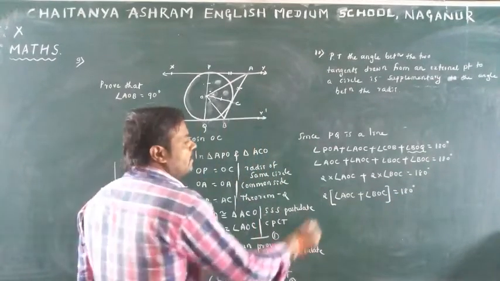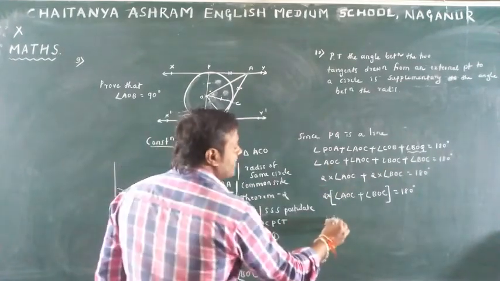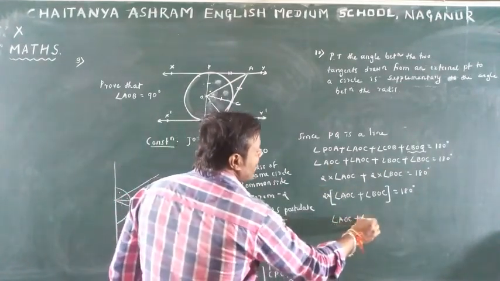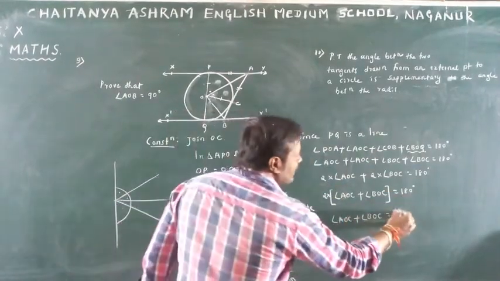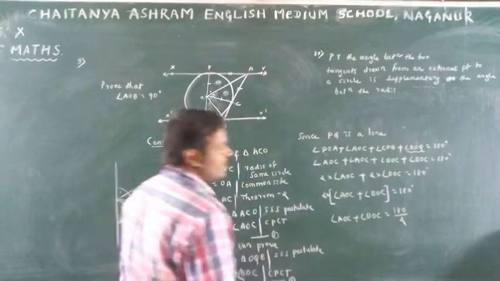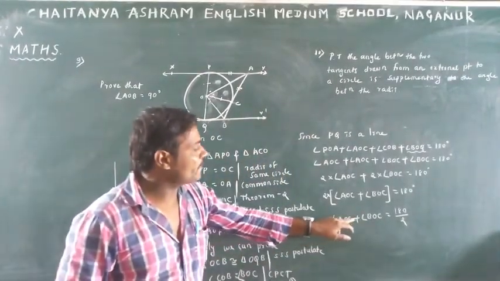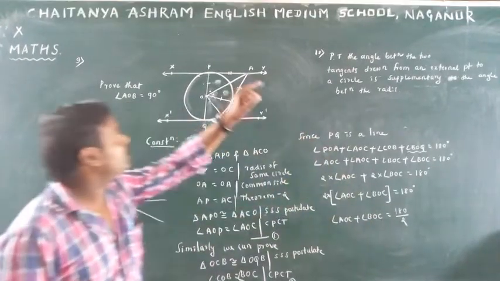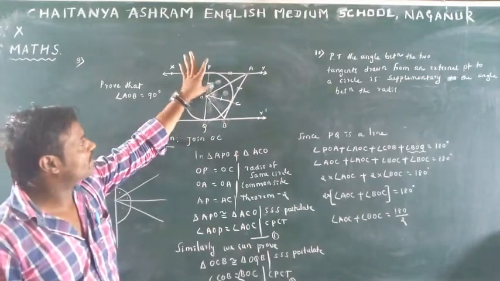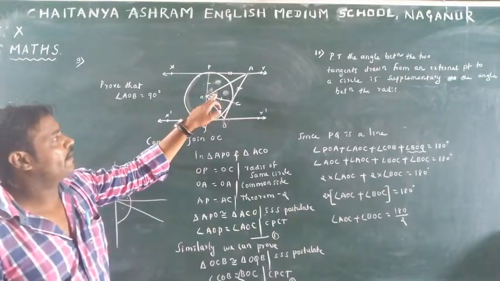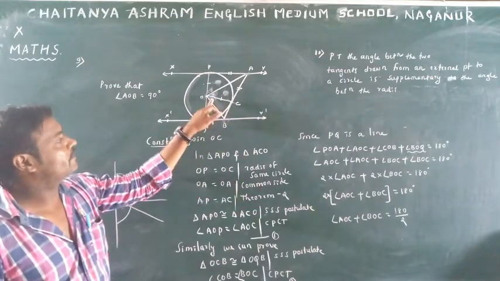Then here 2 is multiplied. Shift that 2 to the right side, leaving angle AOC plus angle BOC. Shifting this 2 to the other side, it becomes division. From the figure, observe very carefully. Angle AOC plus angle BOC: angle AOC means this angle, not this angle, this angle. And angle BOC means this angle.